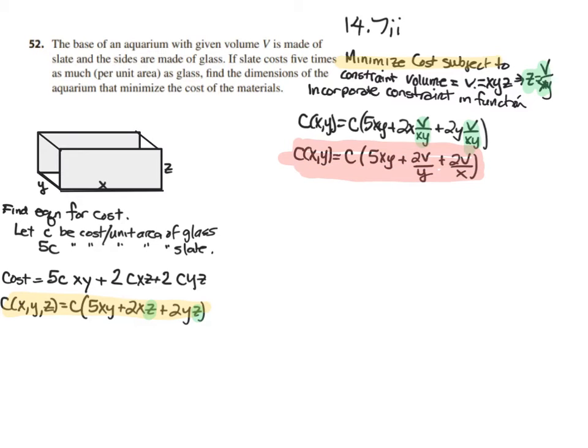Okay, so we find critical points. It's really helpful if you have a couple words here and there. It makes it easier to follow. So critical points are when the partial with respect to x and the partial with respect to y are both 0. So go ahead and compute those partials. Go ahead and pause the video and compute those.